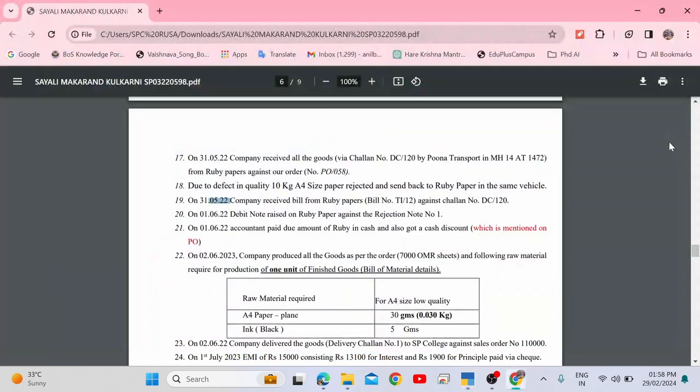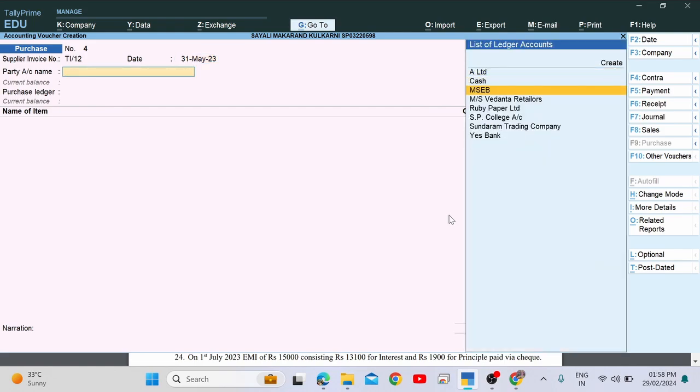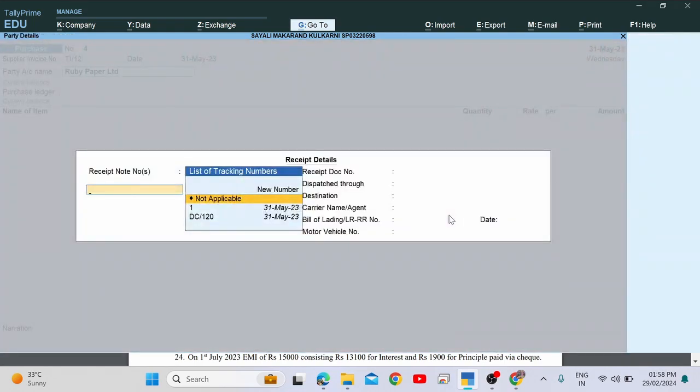Now the ground is open to pass the entry. Here Tally is asking the invoice number, so the invoice number is TI12, just select TI12, copy it, and then the date 31st 5, that is correct. You'll get the bill of Ruby Paper, and here take utmost care to select this DC 120, don't select one.